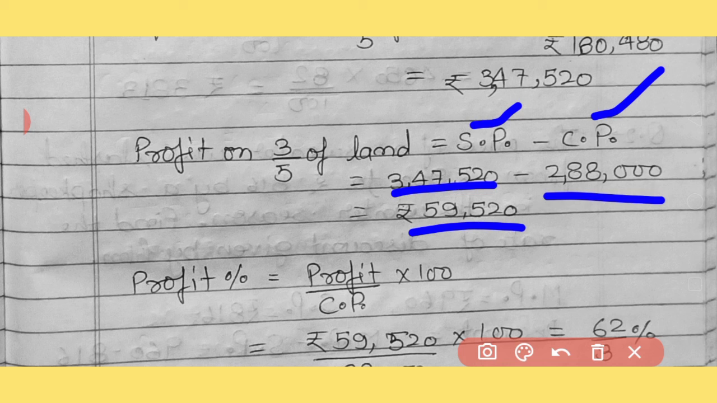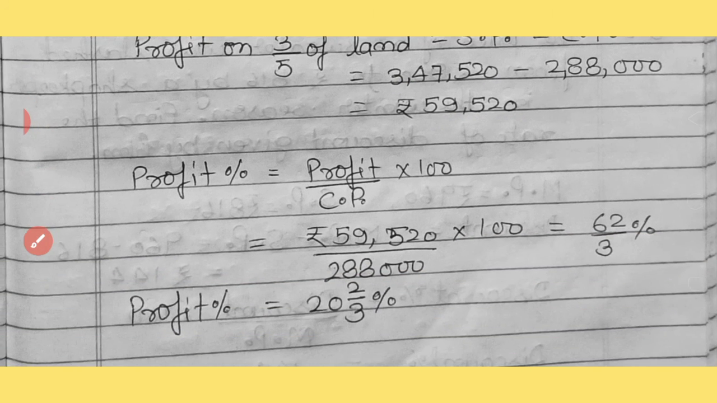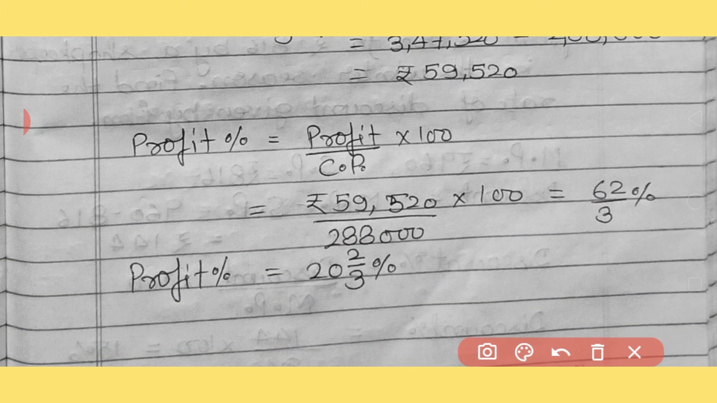So how much profit percentage has he got on the 3/5 of the land? Profit percentage is equal to profit divided by CP multiplied by 100. Profit is 59,520 divided by 2,88,000 multiplied by 100. After the multiplication and division, we get 62/3%. So 62/3% is the profit he needs on the remaining 3/5 part of the land.